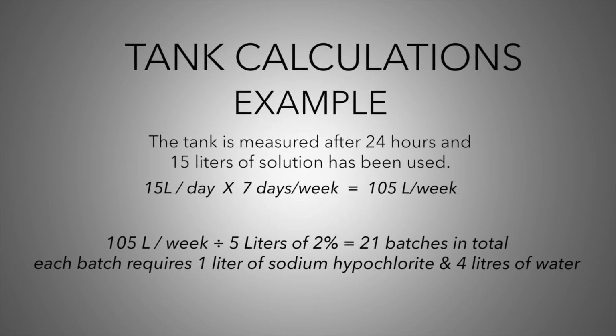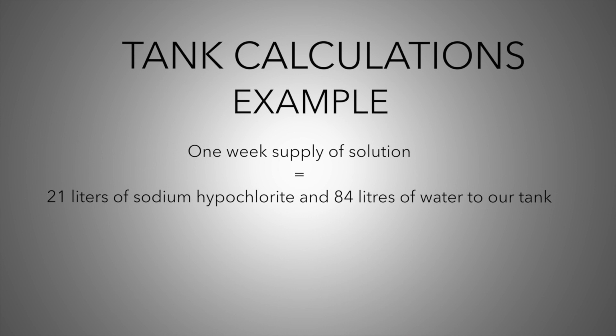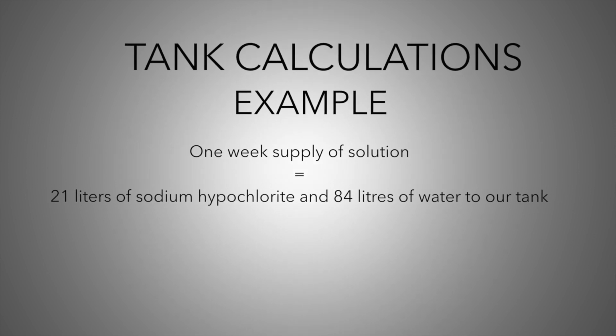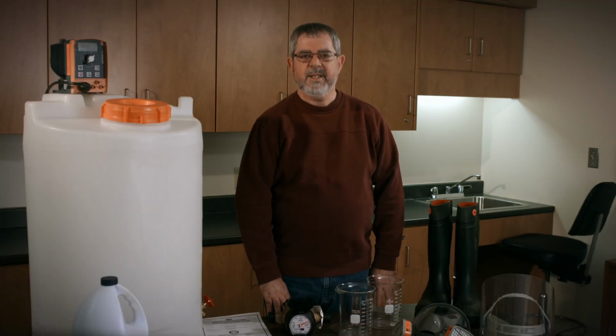Each batch requires 1 liter of sodium hypochlorite 10.3% and 4 liters of water. Therefore, for a 1-week supply of solution, we have to add 21 liters of sodium hypochlorite and 84 liters of water to our tank. If we have our tank graduated, we can add the water by using the measurements on the tank to add the correct amount.